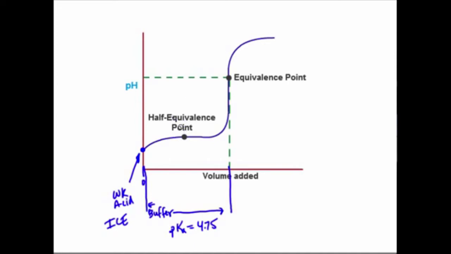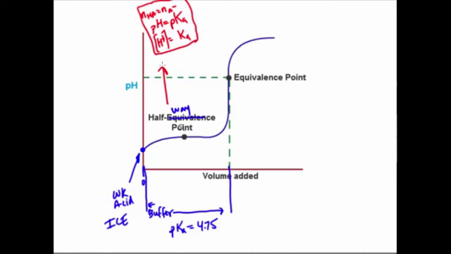Now, some things about that halfway point: don't forget that at the halfway point, your pH is going to be equal to your pKa, which means your hydrogen concentration, if you undo the pH, is going to be equal to your Ka. And don't forget that the moles of the weak acid are equal to the moles of the conjugate base. That's all true at that halfway point, so keep that in mind. Those are the things that are true for any weak acid strong base titration.